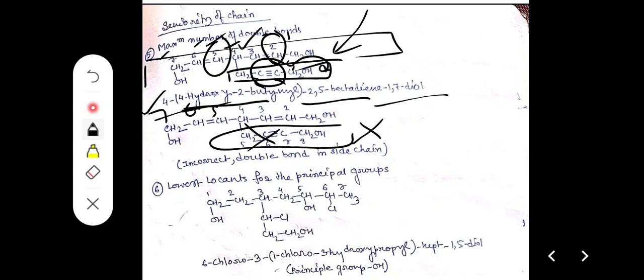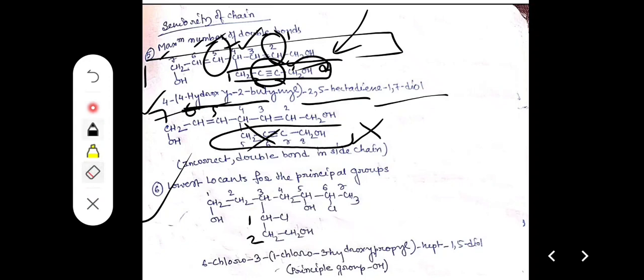Okay. Next one, lower locants for the principal groups. Lower locants means that is 6-chloro, because the 6 position has the chlorine group. Then 3-(1-chloro-3-hydroxypropyl). That is 1, 2, 3. Okay. The 1 position has a chlorine group in that unit, and the 3 position has the hydroxy group. That's why we term this 1-chloro-3-hydroxypropyl.